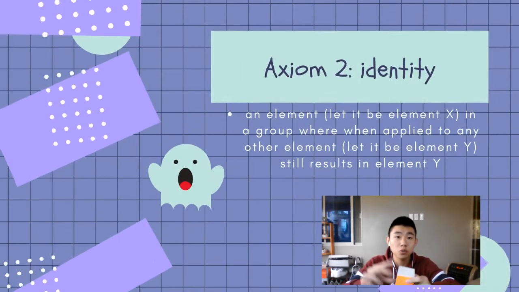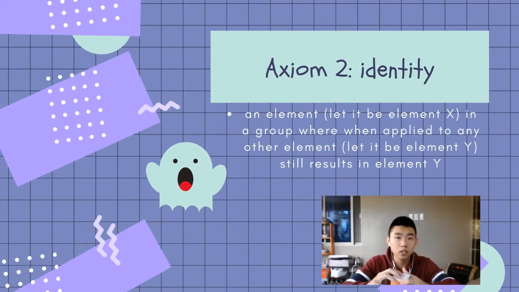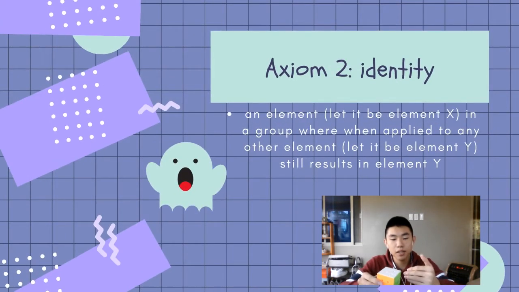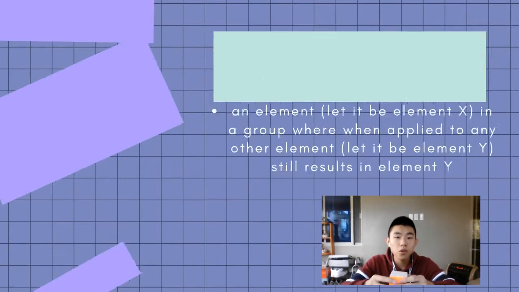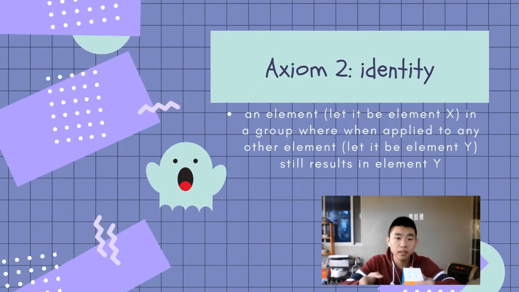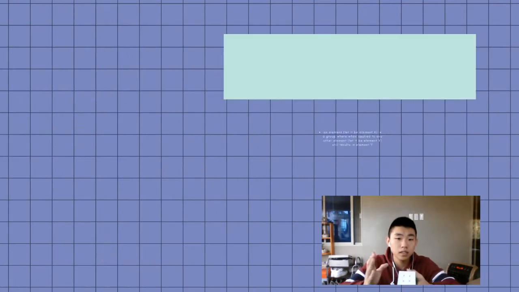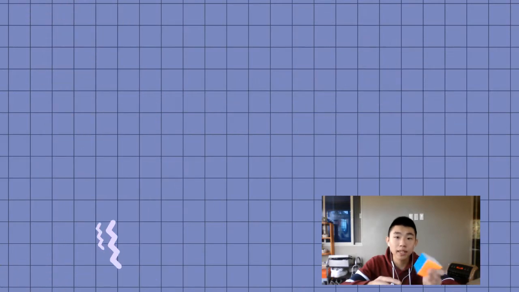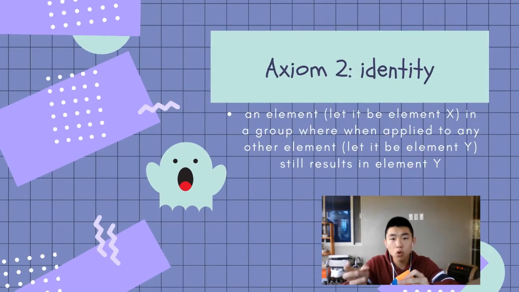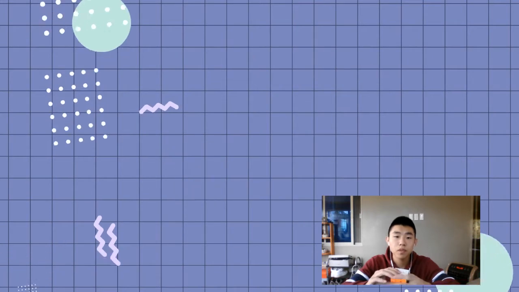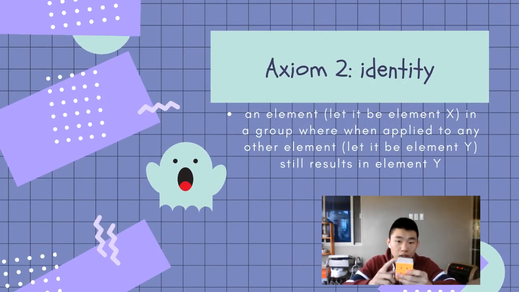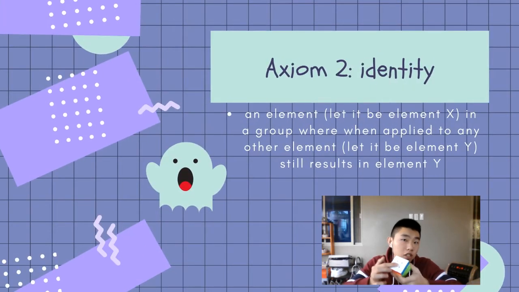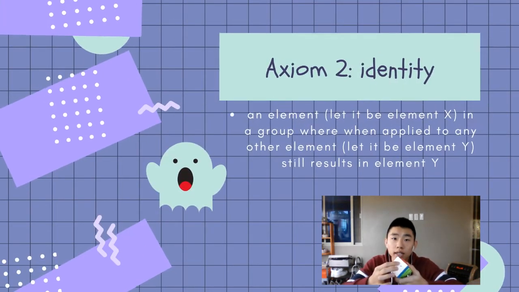Next is axiom 2, the identity axiom. It is basically an element, say element x, in a group where, when applied to any other element, say y, it still results in element y. This means that the element x is like a zero or a ghost element. Like turning the top layer does not change the colors of the top layer. It's still white.